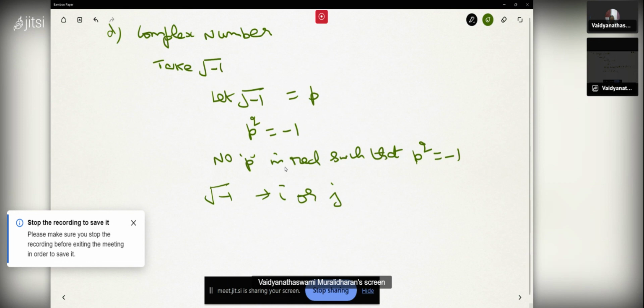For example, let a complex number a equal to 3 plus j4. This is called the real part. This is called imaginary part. If you want to express a complex number in a coordinate system, a will be 3 on the x-axis or real axis, 4 on the imaginary axis. So this is 3 plus j4.